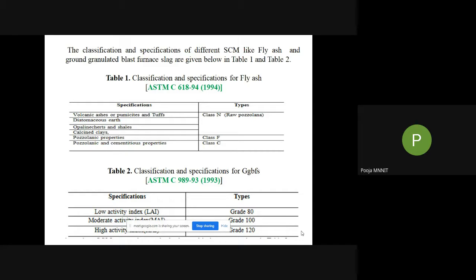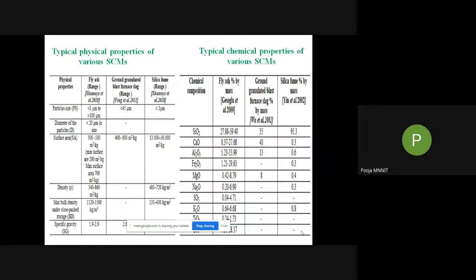The Class F has pozzolanic properties, and Class C has pozzolanic as well as cementing properties. In the GGBS, as per the specification C989-93, the GGBS has been classified into three categories: grade 80, grade 100, and grade 120. These are the physical properties of the supplementary cementing materials and the chemical properties of the supplementary cementing materials. Chemical properties can be determined by XRF techniques, and we can see that silicon dioxide has a higher percentage in all these three supplementary cementing materials, which is responsible for the strength.